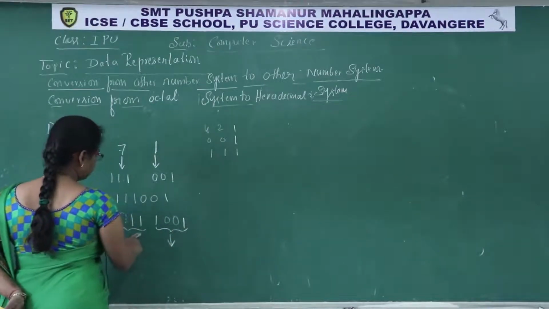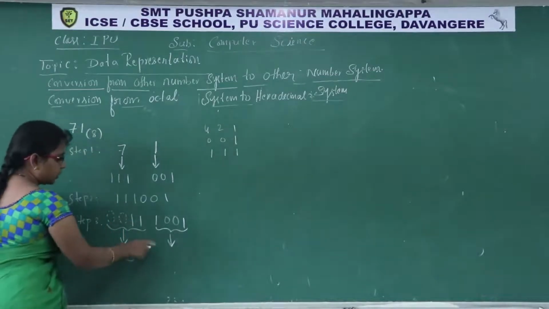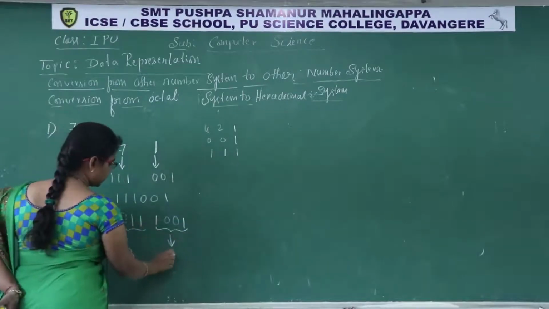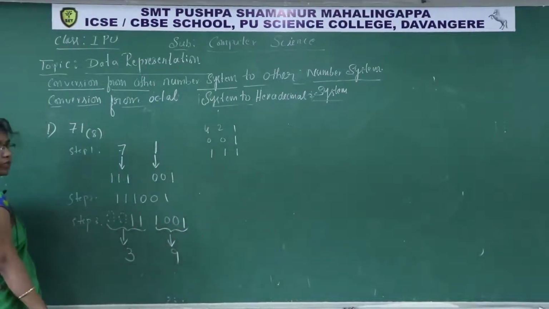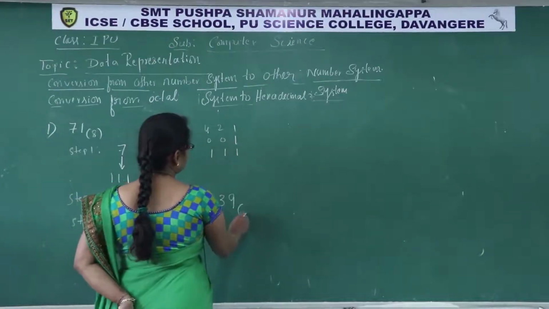So what is the value? What is the decimal value of this? 3. And this is 8, 4, 2, 1. 8 plus 1, 9. 39. 39 base 16.